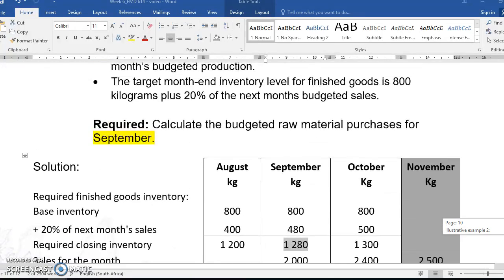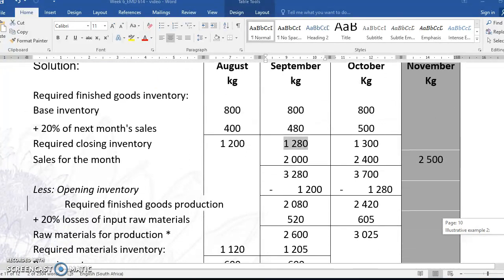Alright, then in terms of the opening balance, because we're in September, this is why we needed to draw August as well, because we need August effectively to get the opening balance for September. Alright, and we needed October because we needed to get the 20% of next month's sales for October. So the opening inventory is effectively August's closing inventory.